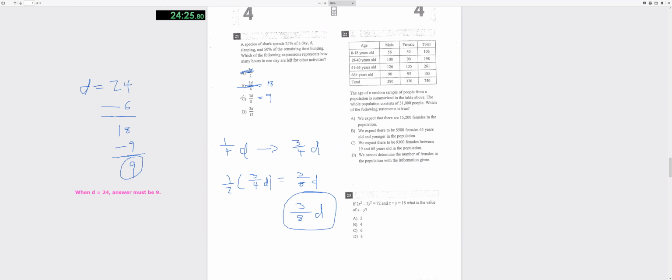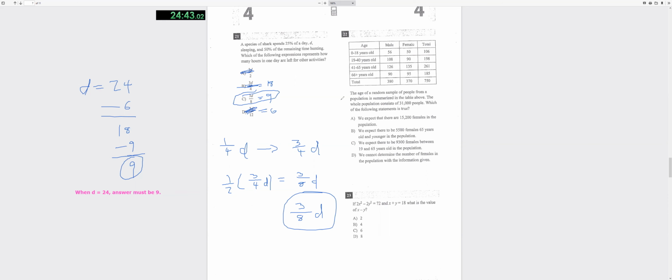This looks promising, but we don't stop here. We check the last answer. 24 over 12 is 2 times 3 is 6, and that is not equal to 9. So therefore, it must be C. So that's how you use the choose value strategy when you see these formula answer choices.